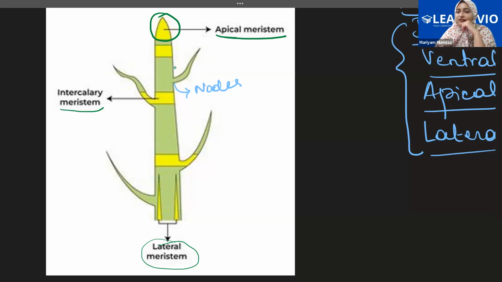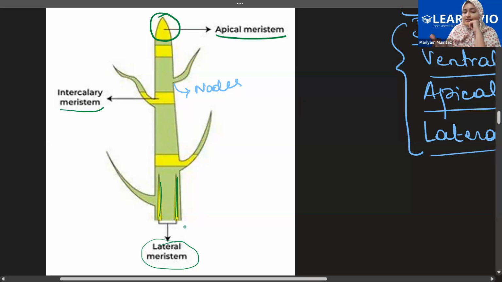Nodes are those positions from which the branches or the stems arise, right? And the position in between the two nodes is considered the internodal position. Now, intercalary meristem is present at the internodes. Now, the lateral. Do you see they have put these arrow-like structures, showing the side position. So this lateral meristem is present on the sideways. The word lateral only means side.